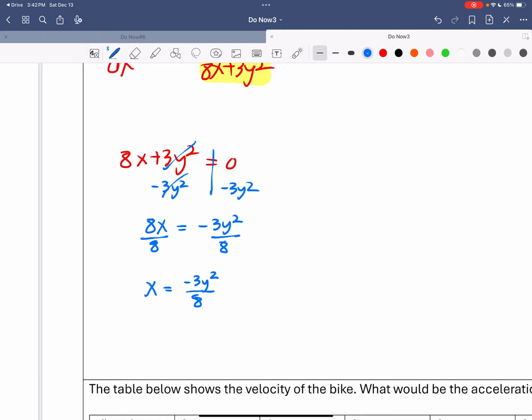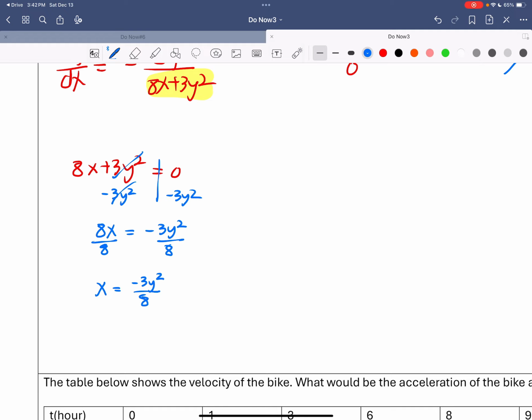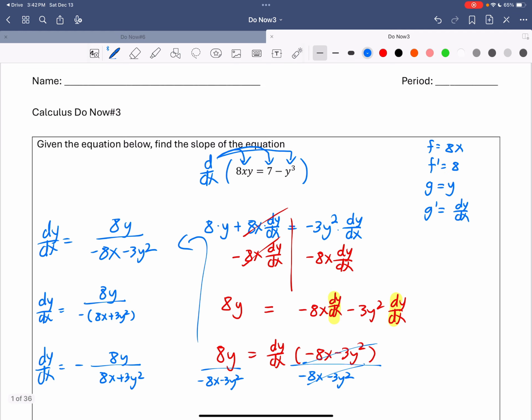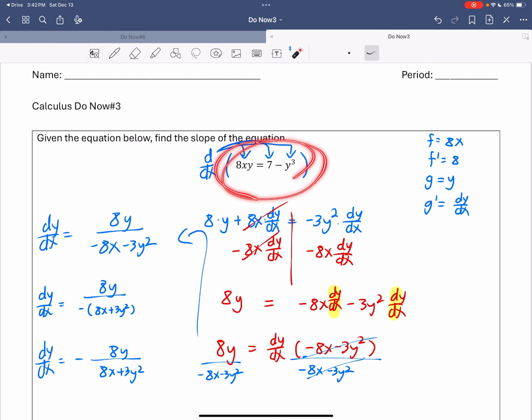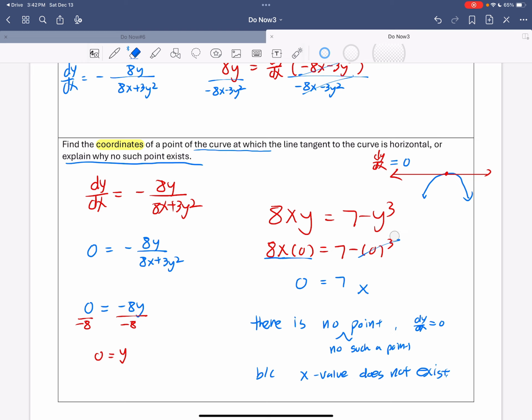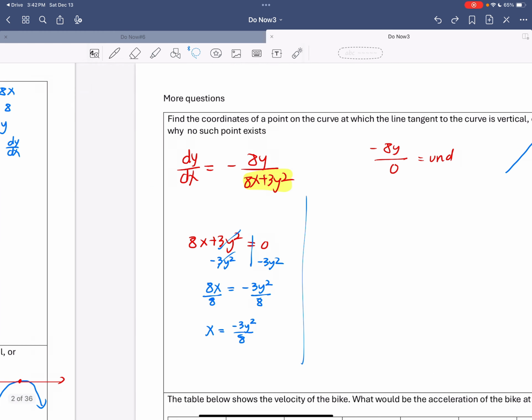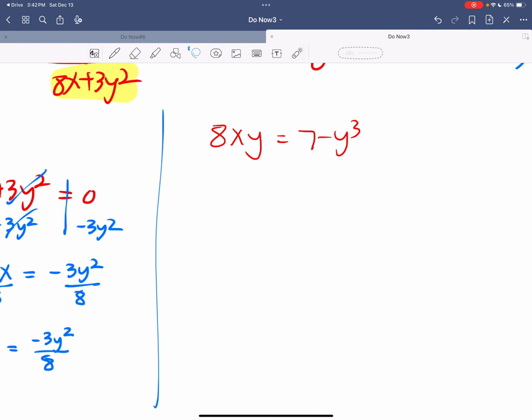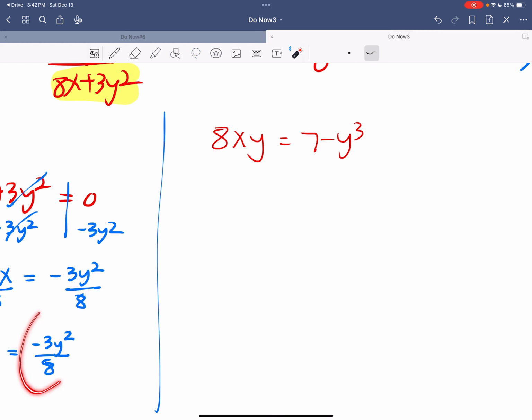So that's an x value. I don't know what the x value is yet, but I know x is equal to negative 3y squared over 8. After that, I'm going to put this into our original function. I'm pretty sure I wrote it down somewhere here. Oh, whoa, what am I doing? So I'm going to copy this one down here, and instead of x, now I'm going to plug this in so that I can actually solve for y.